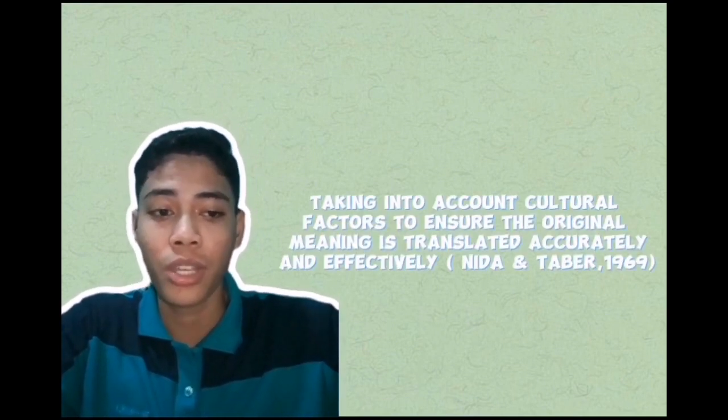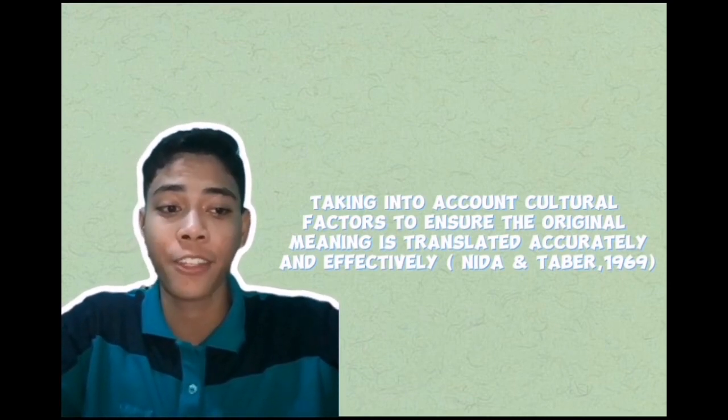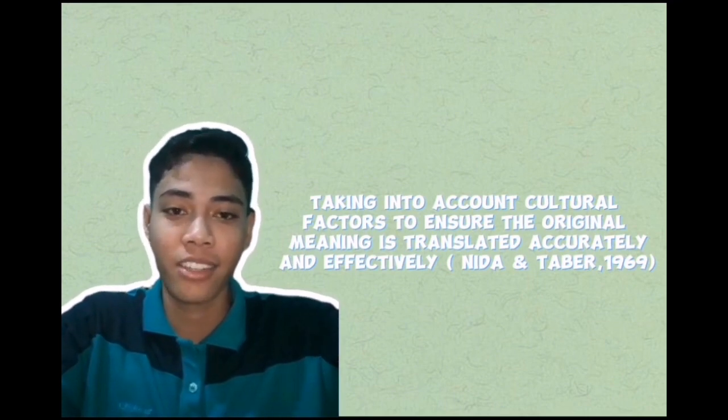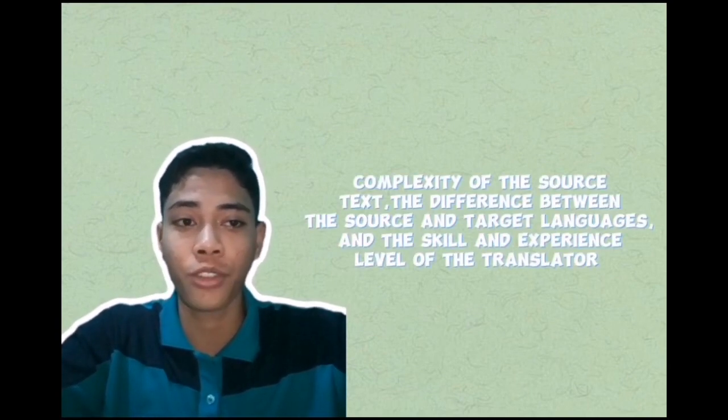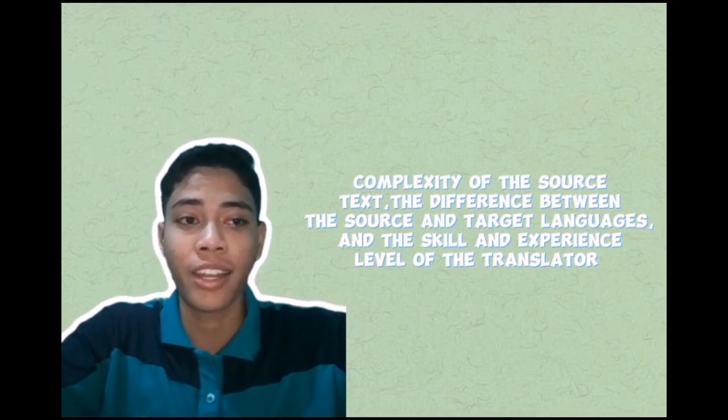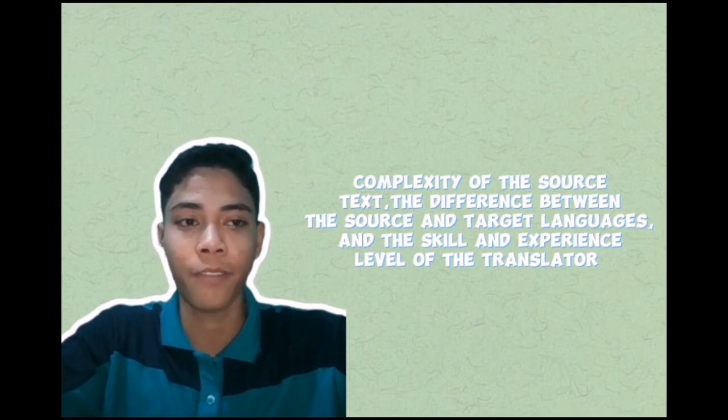Of course, this is a difficult task because many cultural factors have to be taken into account to ensure that the original meaning is translated accurately and effectively. Ledy and Tabor, 1969. Next, the steps in the translation procedure can vary depending on a number of factors. Some of these factors may include the complexity of the source text, the difference between the source and the target language, and the level of skills and experience of the translator.